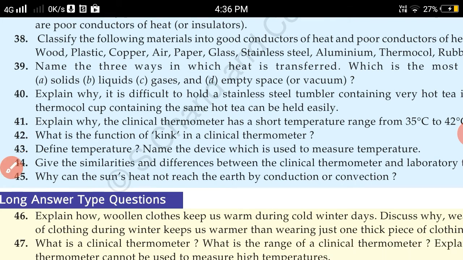Yes, students, similarities we will discuss first. Both of these are used to measure temperature, and both of these are made of glass. Both of these have a metallic bulb, and the fourth similarity is both of these have mercury inside. And one more similarity, both of these have two measuring scales over them, that is the degree Celsius scale and the Fahrenheit scale. And now come to the differences.